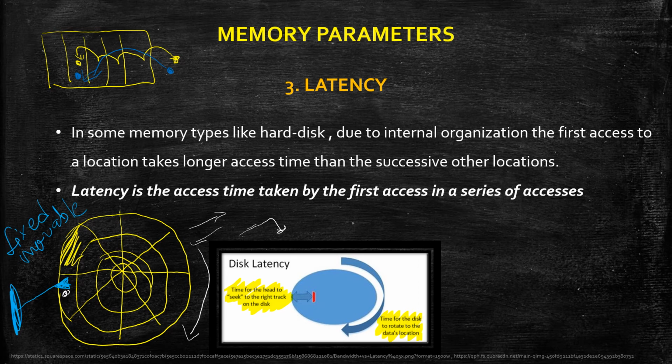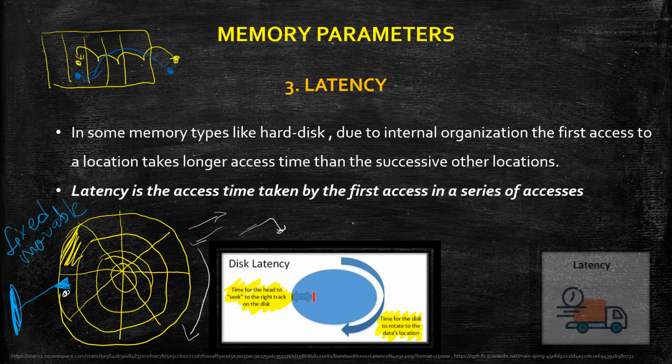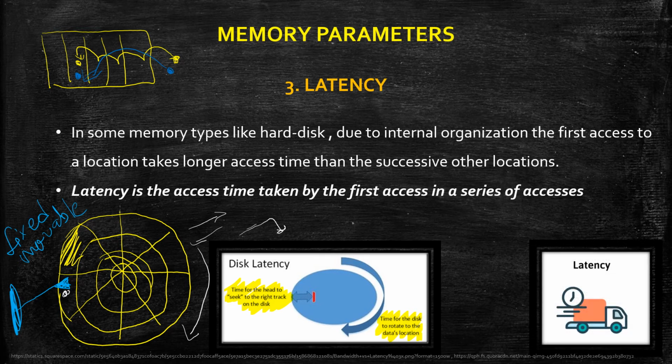So depending upon this whole architecture, latency may vary. So in a single line we can say that the latency is the access time taken by the first access in a series of accesses. See, a series of accesses means that if you have given multiple jobs, multiple tasks, suppose you are over here and you have three different jobs, 1, 2 and 3. So this is the series of accesses: your 1 is over here, your 2 is over here, and your 3 is over here.